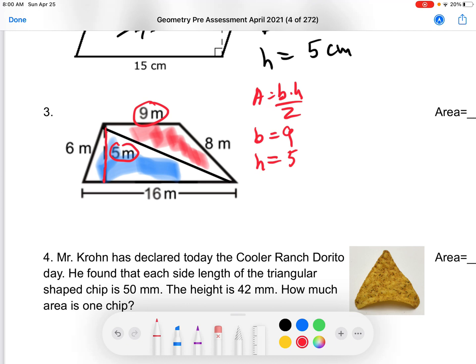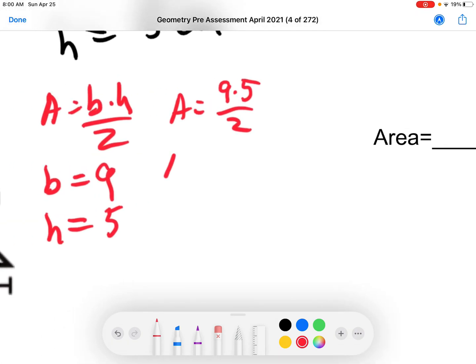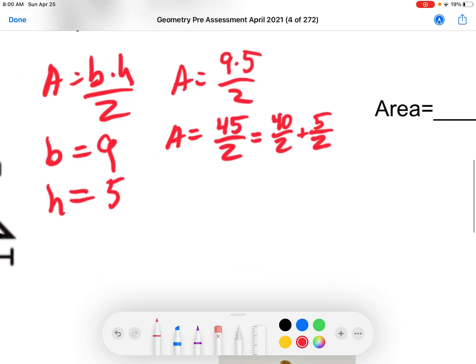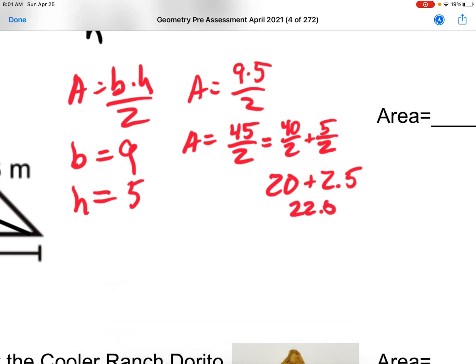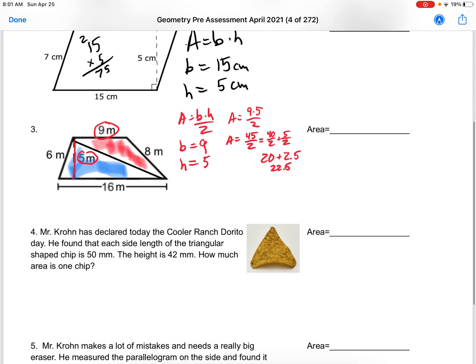So we slipped those numbers in there. So area equals 9 times 5 divided by 2. All right, so area equals 9 times 5, which is 45, divided by 2. Now, a little trick is we could separate those out. We could say it was 40 divided by 2, and we would add that to 5 divided by 2. So 40 divided by 2 is 20, and 5 divided by 2 is 2.5, so the area of the red part is 22.5. All right, so that found the red triangle.